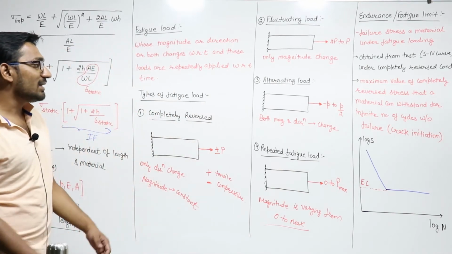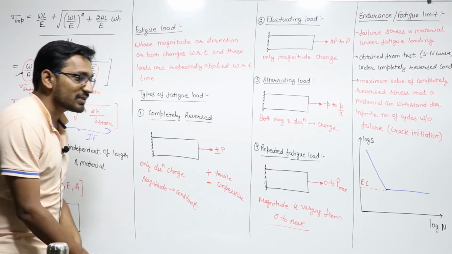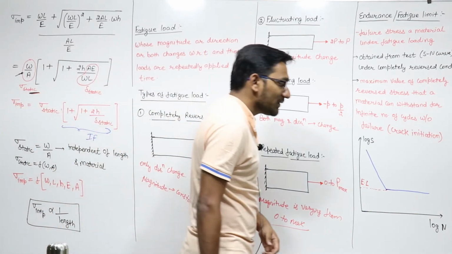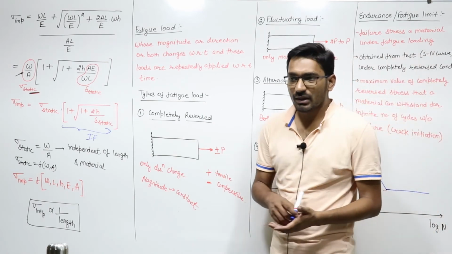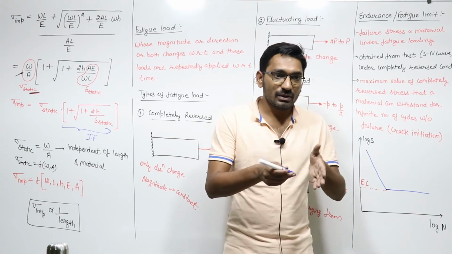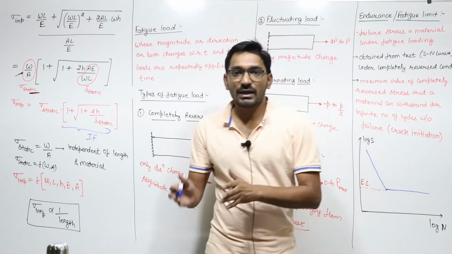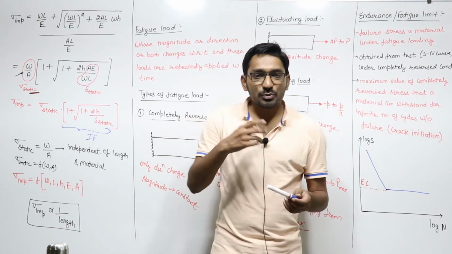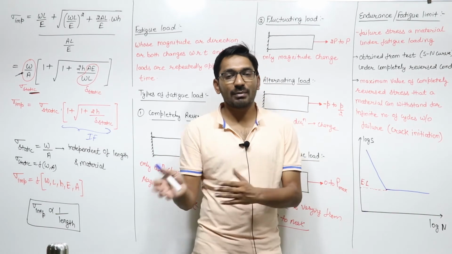Now we will see a basic understanding of what we mean by endurance limit or fatigue limit. We know that all materials have some properties, just like yield strength or ultimate strength. Those properties vary from material to material.